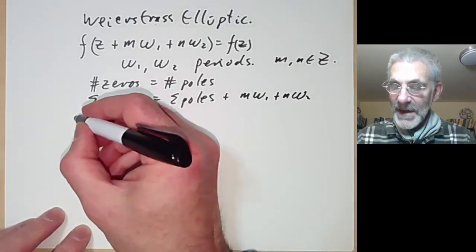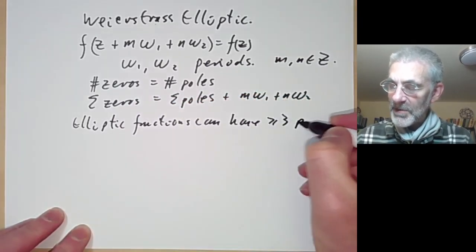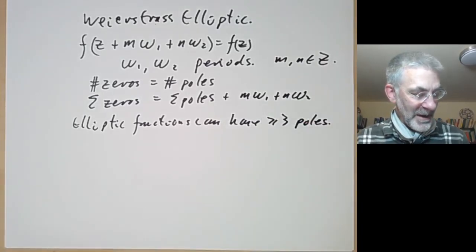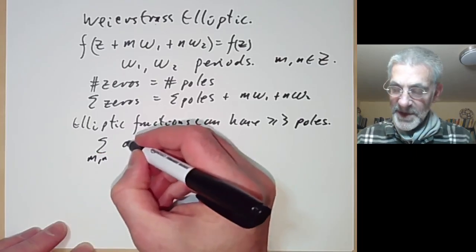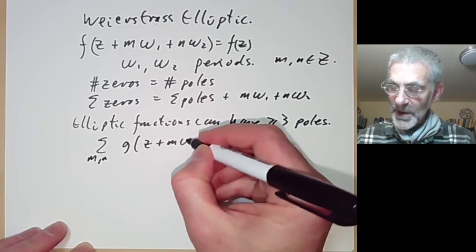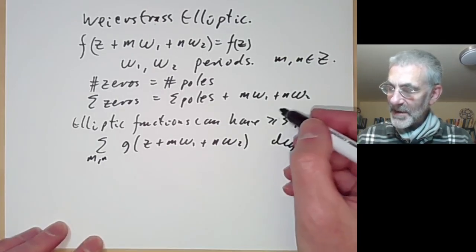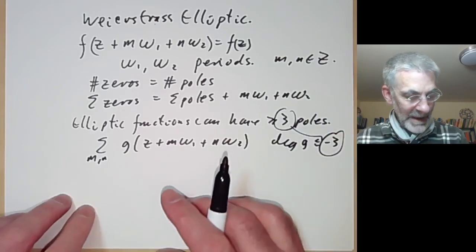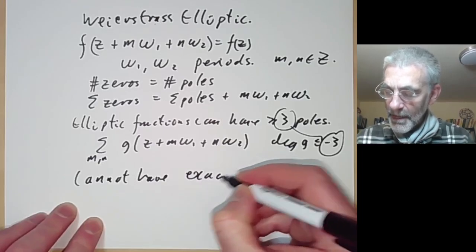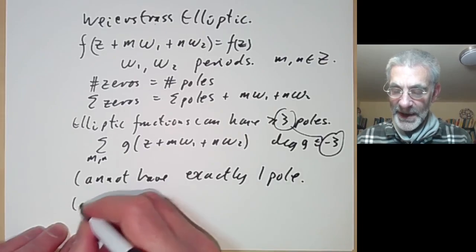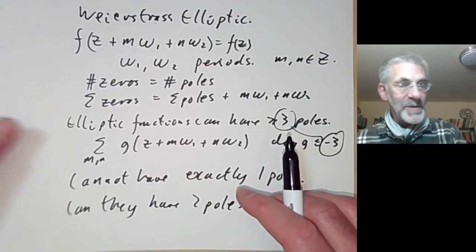And we found elliptic functions can have at least three poles, and we can find them with three or four poles and so on. We could find elliptic functions with at least three poles by taking sums over m and n of some rational function g of z plus m omega 1 plus n omega 2, where the degree of g is less than or equal to minus 3, and we needed this to make it converge. And they cannot have exactly one pole. So this leaves open the question, can they have two poles in a fundamental domain? And this is what we're going to answer this lecture.